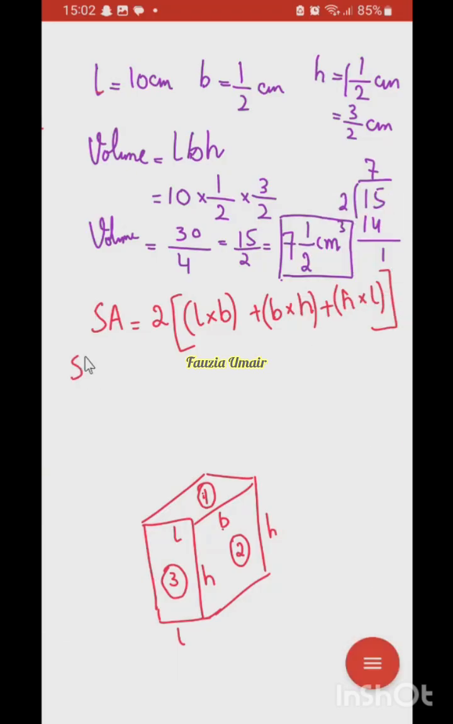What will be this area? 2 multiplied with what is length and breadth?